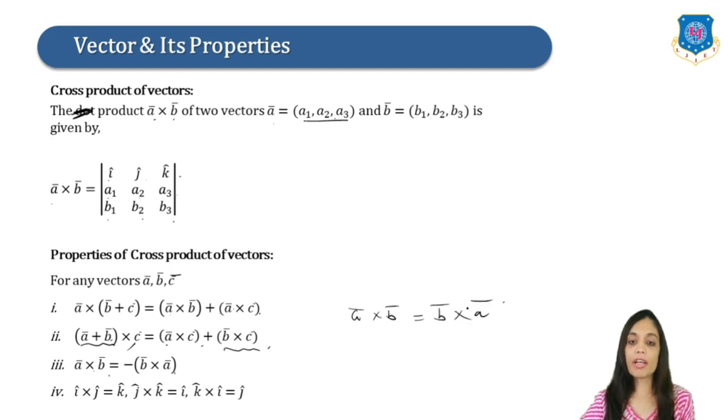Now, for the cross product, we cannot write A bar cross B bar equals B bar cross A bar. We cannot write this, right? So we can say that for the cross product, A bar cross B bar equals minus B bar cross A bar. And lastly, i cap cross j cap equals k cap, j cap cross k cap equals i cap, and k cap cross i cap equals j cap. So these are the vectors and their properties.